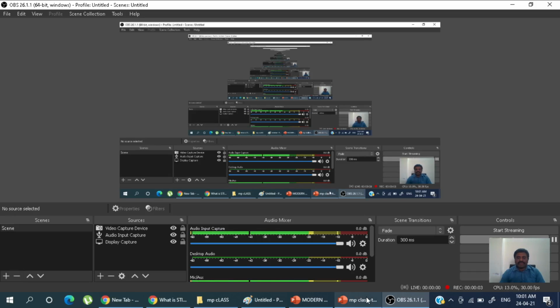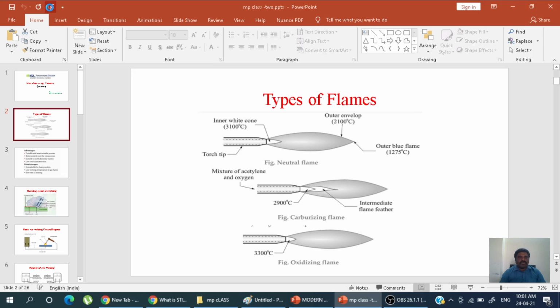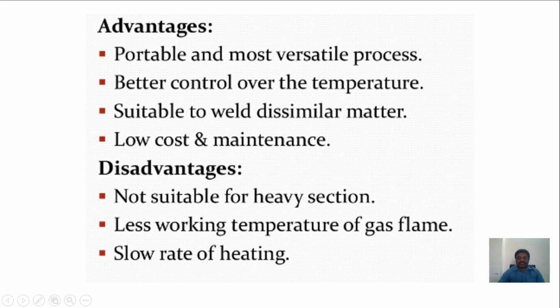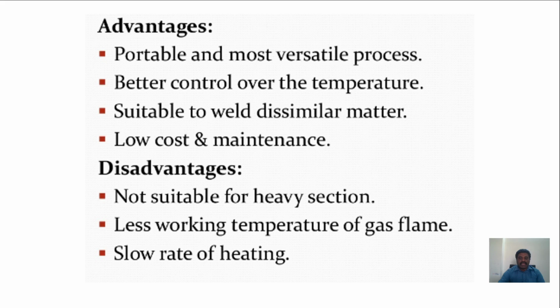Today we are going to discuss the manufacturing process and the types of flames. There are three types of flames: neutral flame, carbonizing flame, and oxidizing flame. After that, we are going to discuss shielded metal arc welding and submerged arc welding.